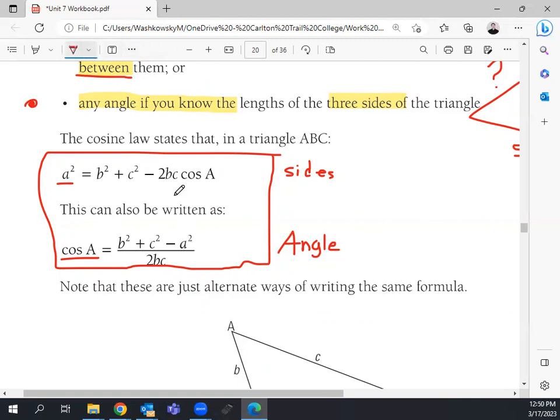So if I'm trying to find a side, I use this top formula. If I'm trying to find an angle, I use this bottom one. You can use either. You're just going to make it a heck of a lot harder for yourself. And you will be given both of these on your departmental, just so you know. You do not need to memorize that. You have it.